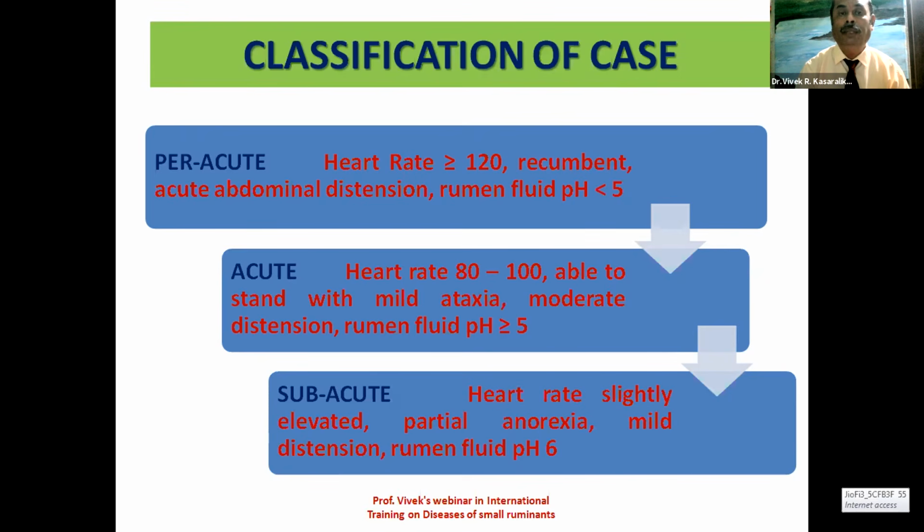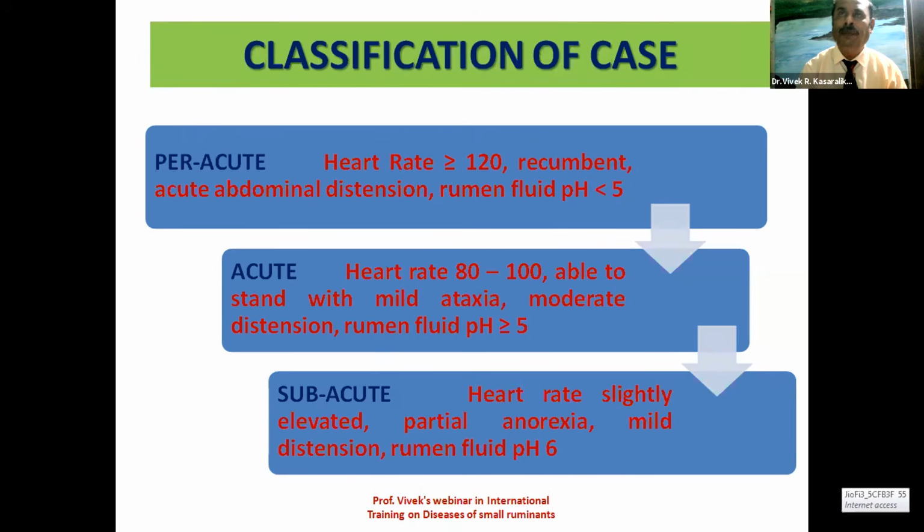In peracute lactic acidosis, the case is almost on the deathbed, and you have to act very fast to save the life of the animal. Subacute is the mildest form of lactic acidosis, and probably it is because the case is presented early, or the carbohydrate substrate ingested by the animal is in a very, very low quantity. So slight elevation of heart rate is there.